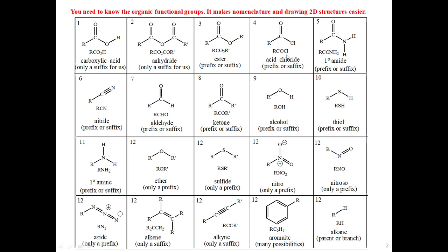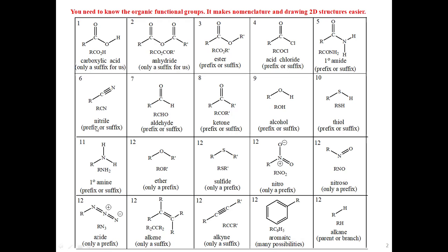Number 4 would be acid chlorides, prefix or suffix. Remember, the suffix is when it is the highest priority group. The prefix is when it is a lower priority group. Then we have amides. I only show a primary amide here, but if we put an R group in the place of these hydrogens, an additional R group would make this a secondary amide, and another additional R group would make this a tertiary amide. We can name these as prefixes or suffixes.